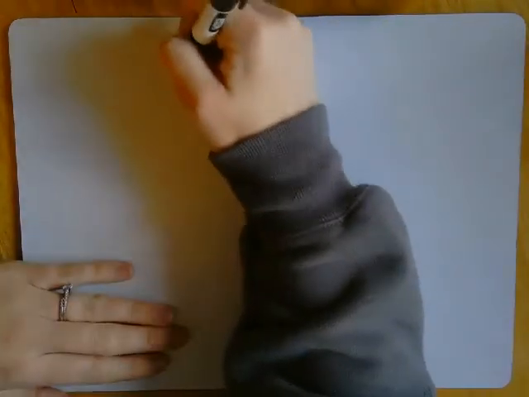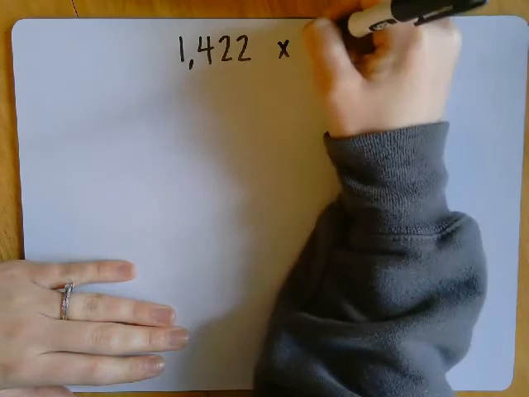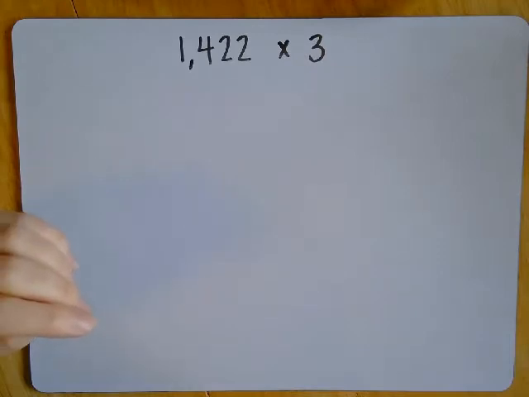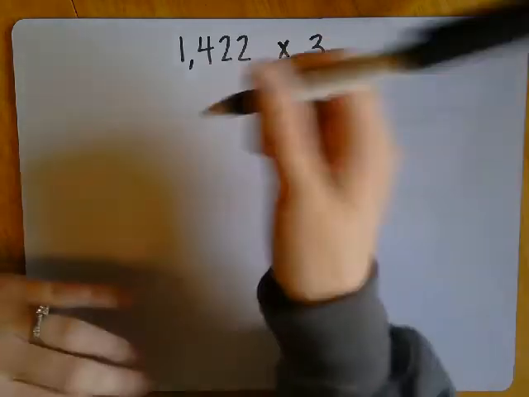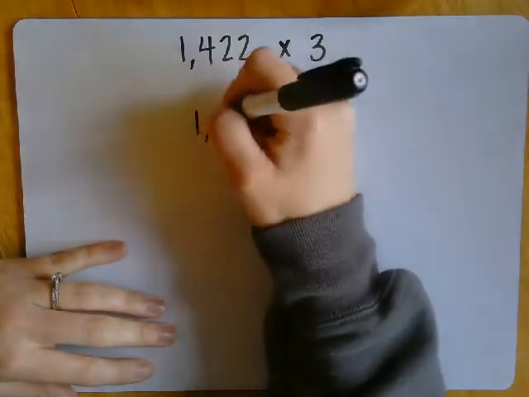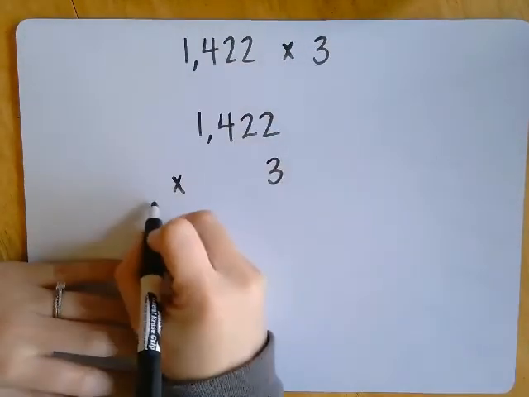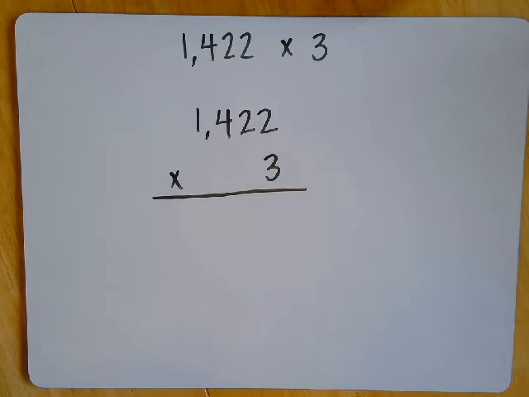So if we started with 1,422 times 3, and I wanted to just use partial products, I'm going to set it up the same way that I did for the 3 by 1, so it looks similar to the standard algorithm, but then I'll break down each part that way. So what I mean by that is I'm going to rewrite this vertically. And then go over each of the parts through this problem.